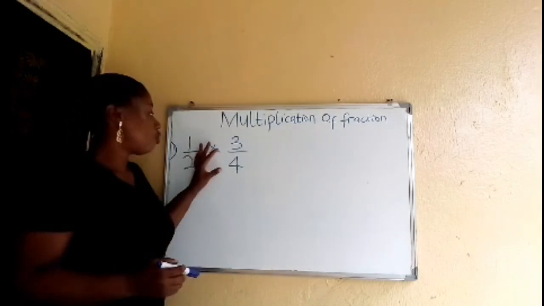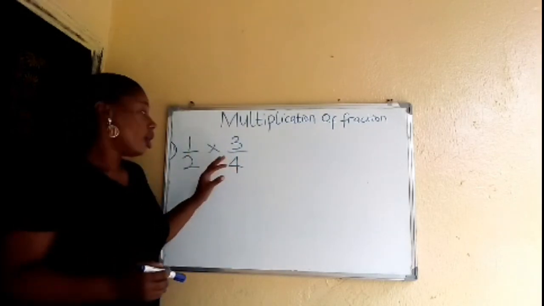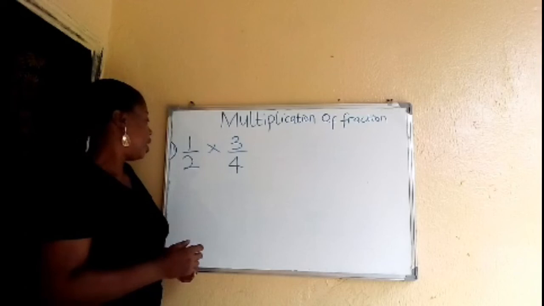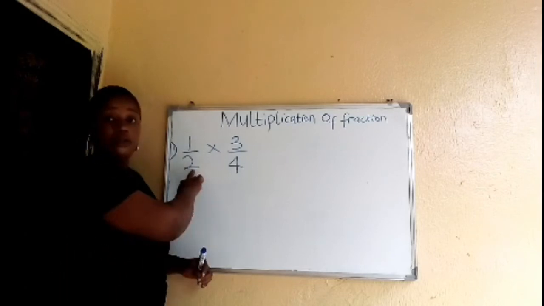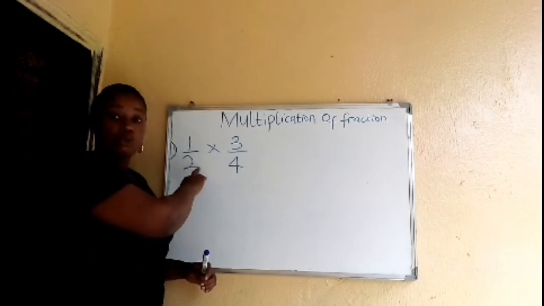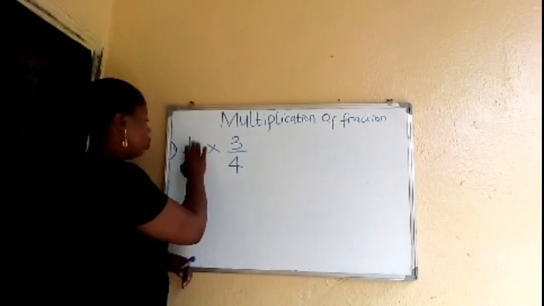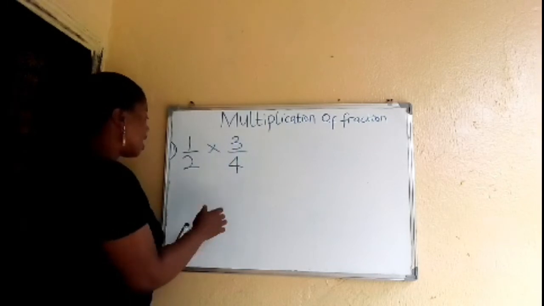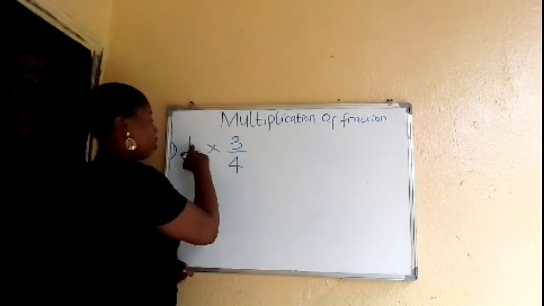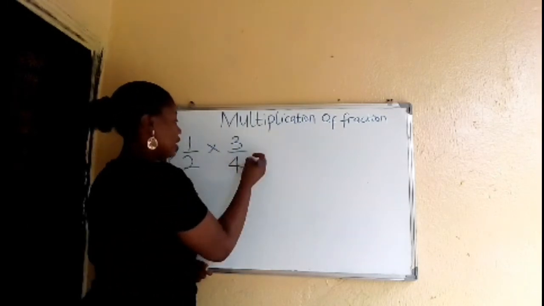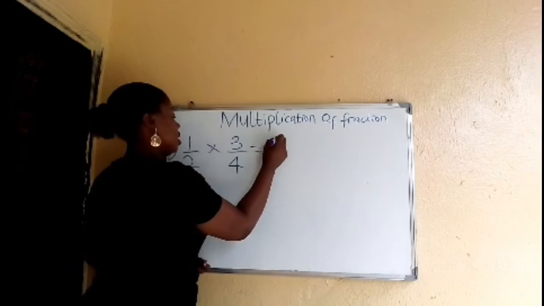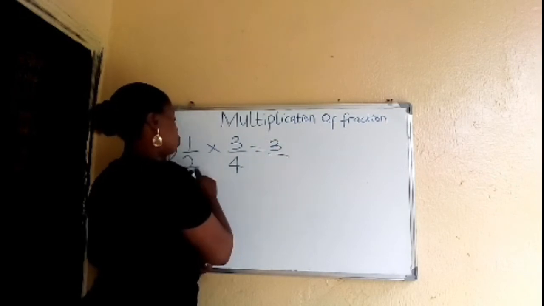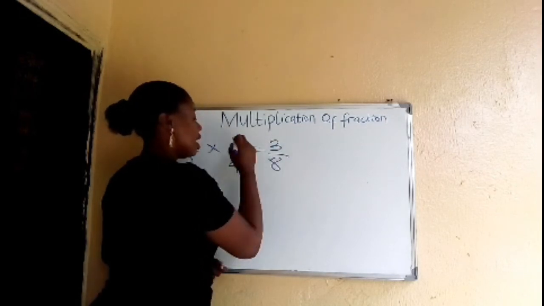This is the example of two fractions we want to multiply. So let us multiply them. Let's check if they have multiples. So no multiples at all. So we simply multiply the numerator by the numerator and the denominator by the denominator. 1 times 3 is 3 and 2 times 4 is 8.